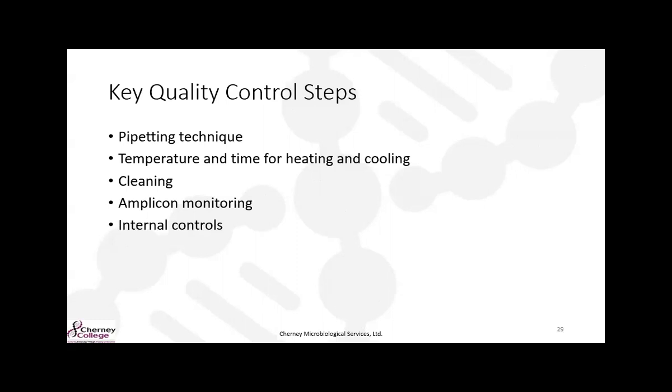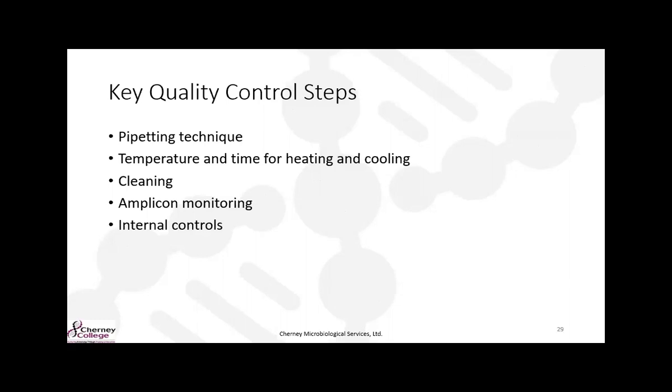Another key quality control step is cleaning, which also kind of goes along with amplicon monitoring. You want to make sure that your PCR area is clean and you don't have any leftover DNA that could cross-contaminate other samples. We use DNA Away here, which is going to get rid of any residual DNA on your PCR surfaces. And then you're going to want to do routine amplicon monitoring to make sure that the cleaning you're using is effective.